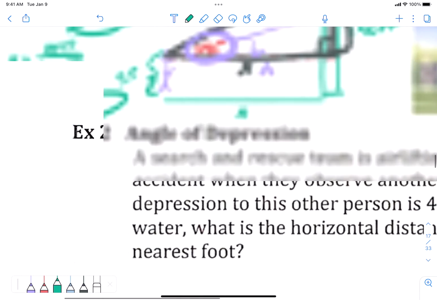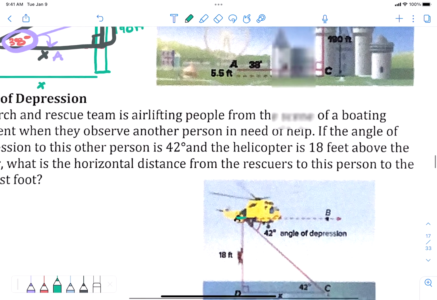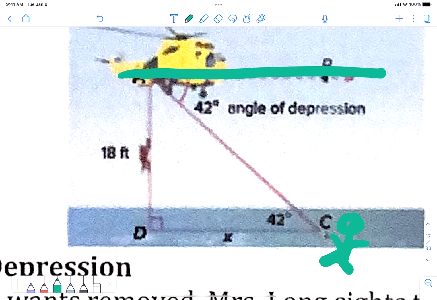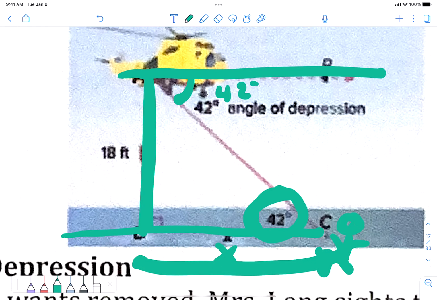All right, example 2 has an angle of depression. We are doing a search and rescue mission, and we have people floating in the water. So here's what we have going on here. The airplane, they say the angle of depression down to this person that's floating in the water over here is 42 degrees. Now, we said that if that is parallel to this line, then this angle will also be 42 degrees. You see how that works? We know that the person that's rappelling down is 18 foot here, and we're trying to figure out how far that person, after we drop them here, has to swim to get to that other person. That is basically what we're trying to find.